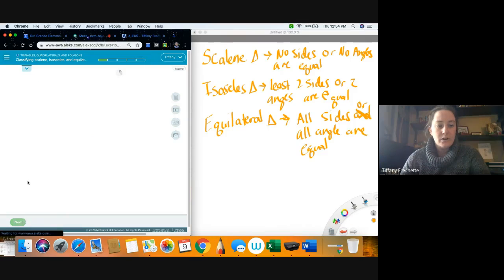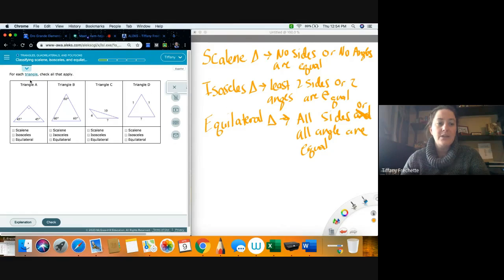All right, two more. This one, triangle A, we have 45 and 45, so at least two angles are congruent. We know it's isosceles. Triangle B, 60, 60, 60. All the angles are congruent, so I know it's equilateral. As soon as I click that, I also want to click isosceles, because at least two of them are congruent, and that's all I need to classify it as isosceles.